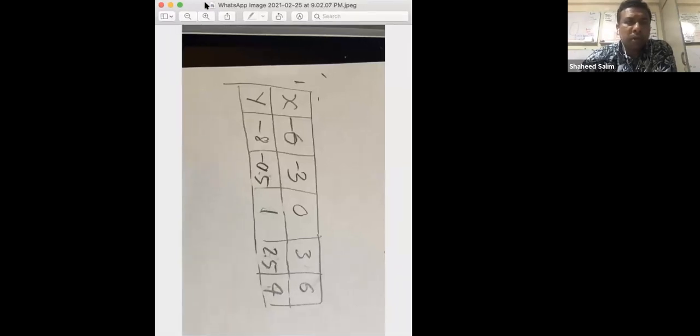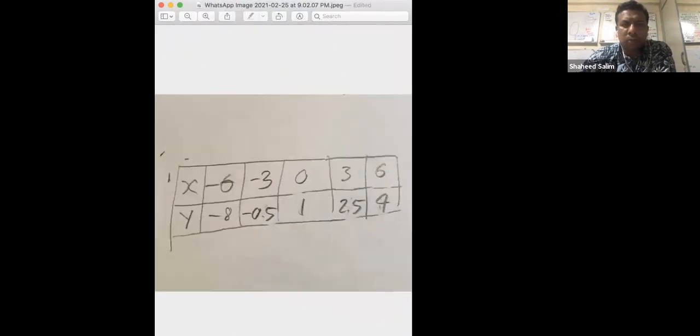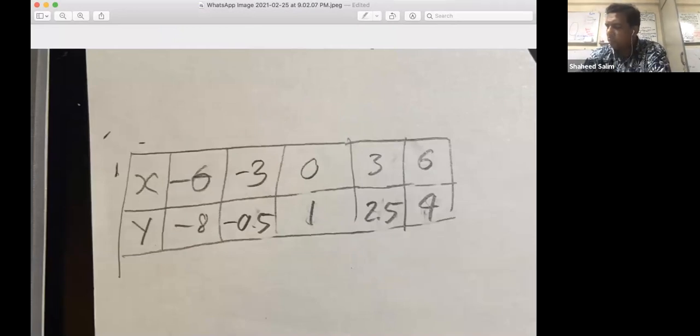Okay, table now. So let me see. Can we rotate it? Okay, so you can see a table. Now the equation says y equals half x. So this one x is minus 6, is it? So minus 6.